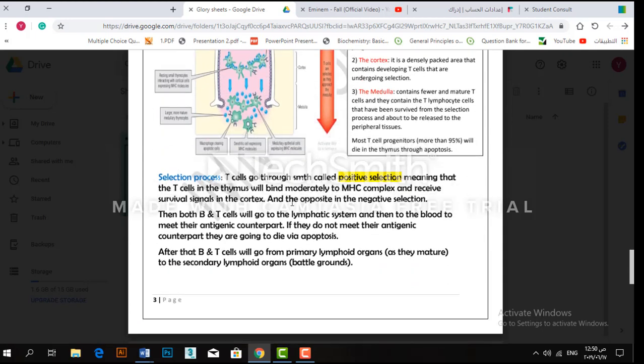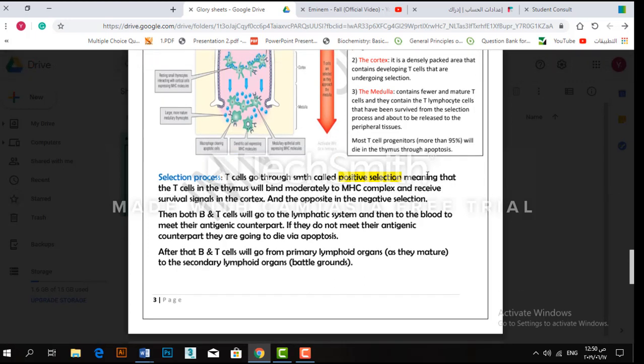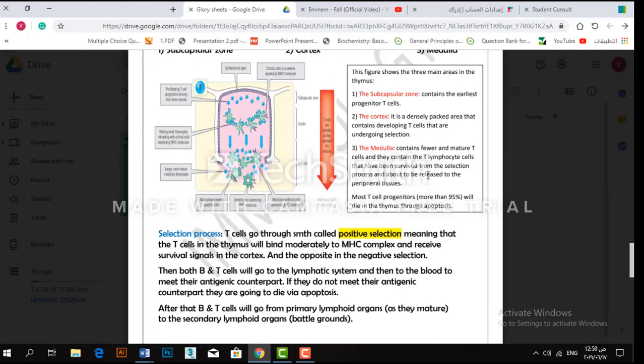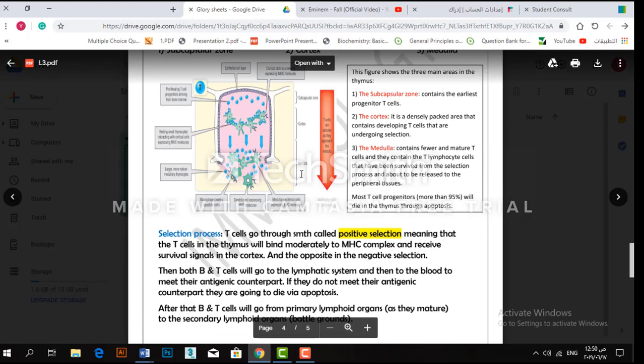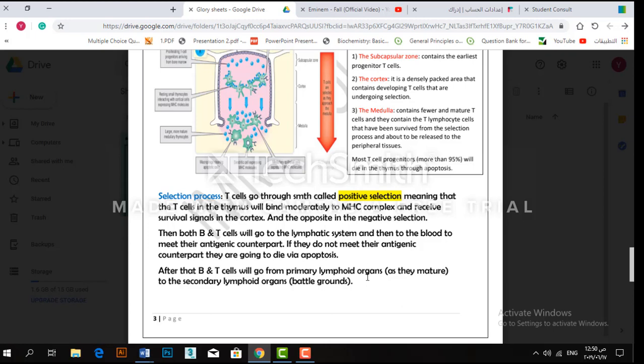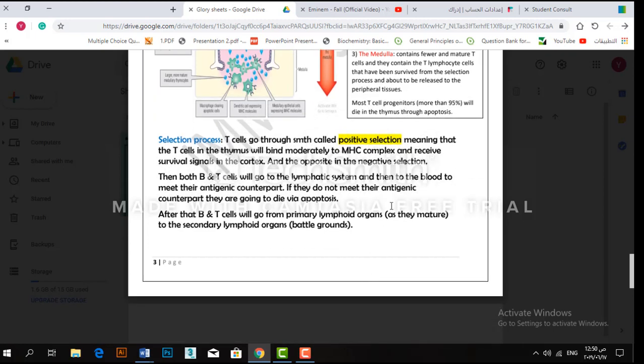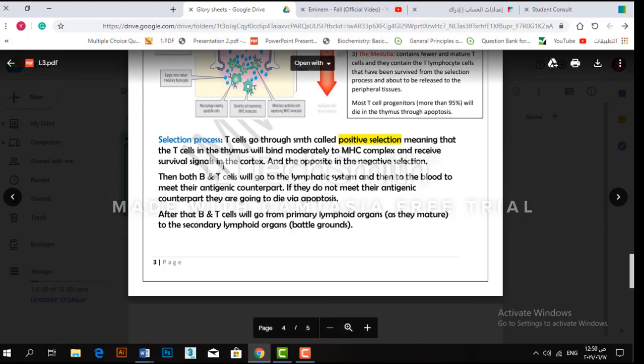Okay, so most T cell progenitors, more than 95%, will die in the thymus through apoptosis. Now, as we mentioned, as we move from the subcapsular zone to the medulla, we are going through a selection process, which is called positive selection, meaning that the T cells in the thymus will bind moderately to the MHC complex and receive survival signals in the cortex.